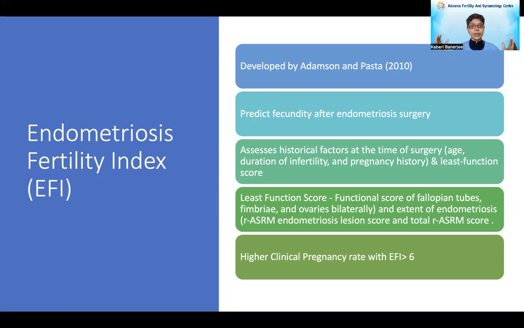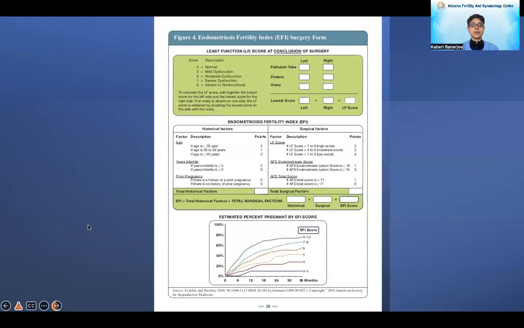And then there is a scoring that is done, and it is tabulated in this way, where first we are able to see the least function scoring, where we have to see normal, mild dysfunction, and the least score on each side is added. Then we add some historical points like age, and then we add surgical factors like the AFS endometriotic scoring on laparoscopy, and then we find out the total score, which is the historical factors and surgical factors, and that gives the EFI score. And any score that is more than 6 has a good chance of conception.